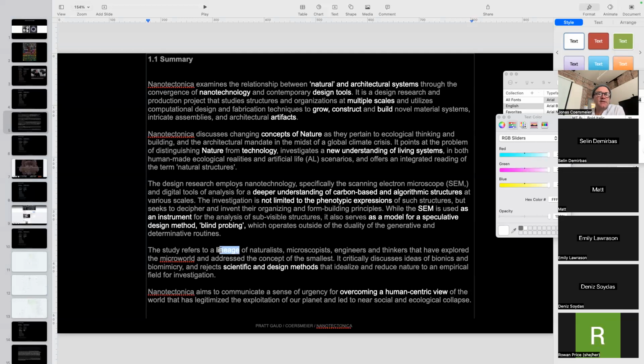And we study this in the lineage of naturalists, microscopists, engineers, and thinkers that have explored the micro and nano world and addressed the concept of the smallest. So here, we are taking a critical look at ideas of biomimicry and bionics. And we also reject these scientific methods that are actually putting natural structures and systems out there to be explored, exploited as a purely empirical field of investigation. So these are a couple of things here.